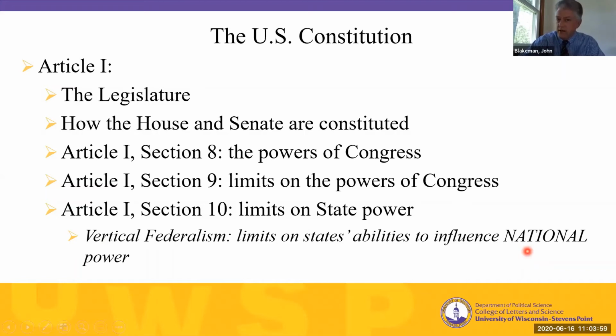The thinking here by the framers of the Constitution is simply that there are some things the national government must do. There are some things that the states must do. In the sense of vertical federalism, states and the national government are separate. They also have to work with each other, obviously, cooperate with each other, what we call cooperative federalism, but they are separate. And the Constitution limits the ability of states to influence or limit certain aspects of national policy.